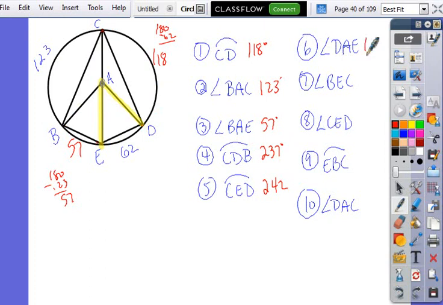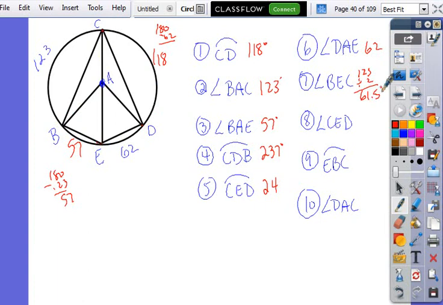All right, now look. Angle BEC. So look, BEC. It's an inscribed. That's inscribed. So it's going to be half of that 123, because inscribed is half the arc. So 123 divided by 2 and get 61.5.